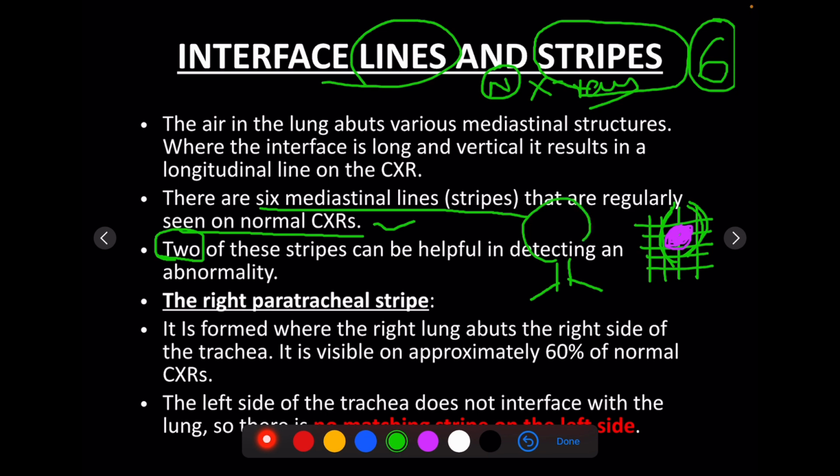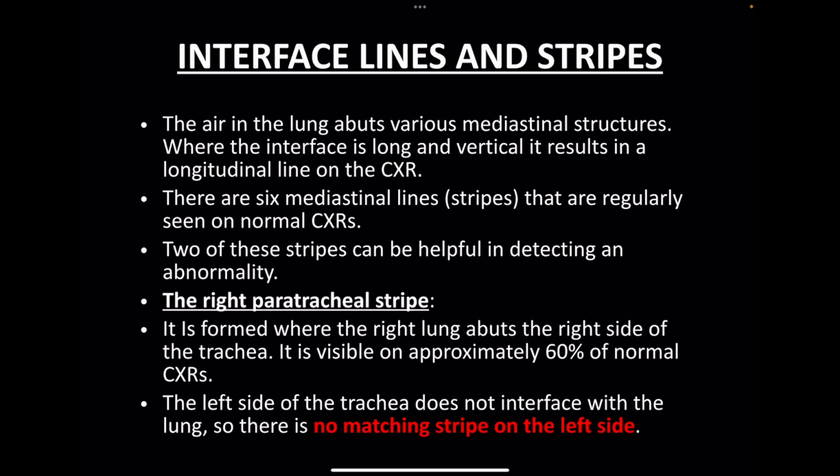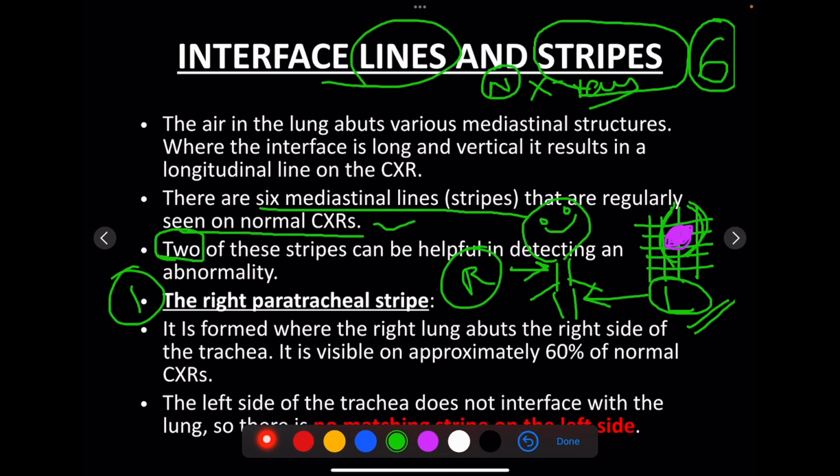paratracheal. So for example, this is a person. One is the right paratracheal, the other one is the left paravertebral. So what happens here, the right paratracheal stripe is formed when the right lung is abutting the right side of the trachea.